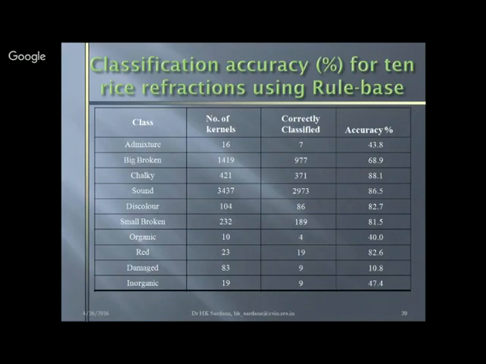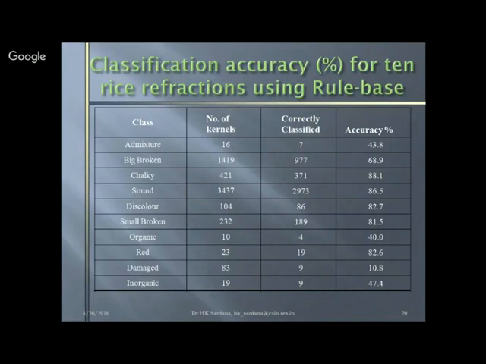available in numbers. You see 3,437 grains were available as chalky, as sound, and a very small number, admixture 16 grains, and organic only 10 grains. So our training also depends on the number of grains available. You will see human training and the neural network training that we did later on are also dependent on the number of samples. So all the training depends on the number of samples available.